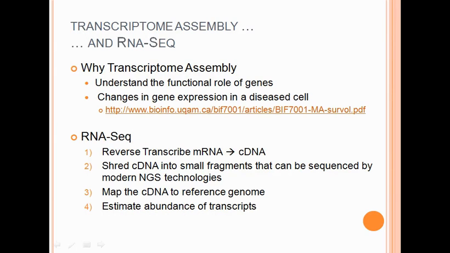So why do we need to assemble the transcriptome? Well, among other things, a study of transcriptome helps to understand the function of genes.